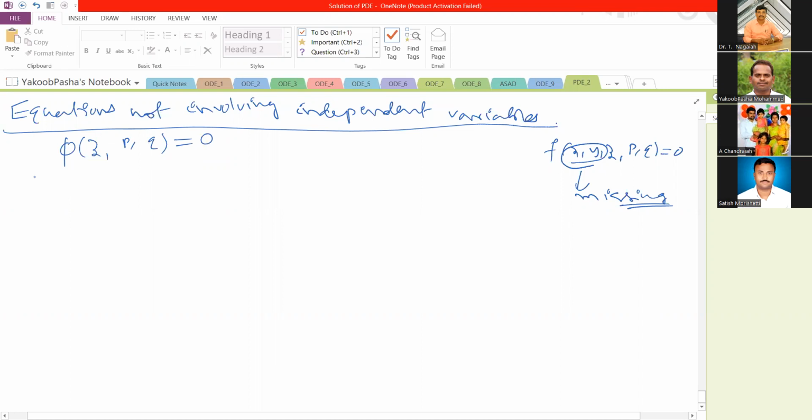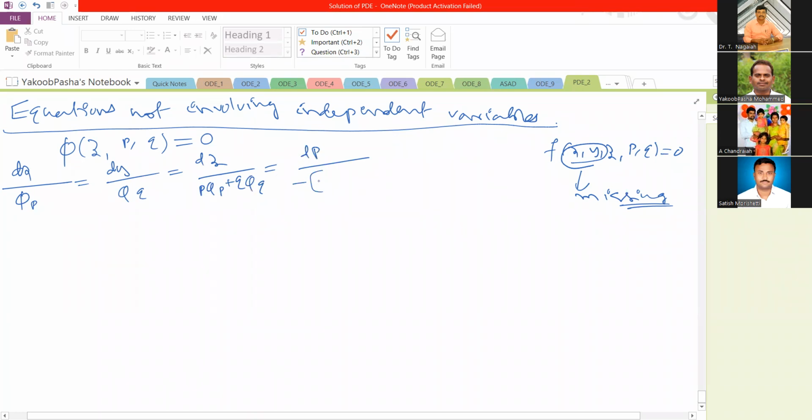So we have to write the Charpit's auxiliary equations. The corresponding Charpit's auxiliary equations are dx by fp. P term is there, so some value will come, that is pi p. dy by fq, that is pi q. dz by p fp, p pi p plus q pi q. That is equal to dp by minus of fx plus p into fz.